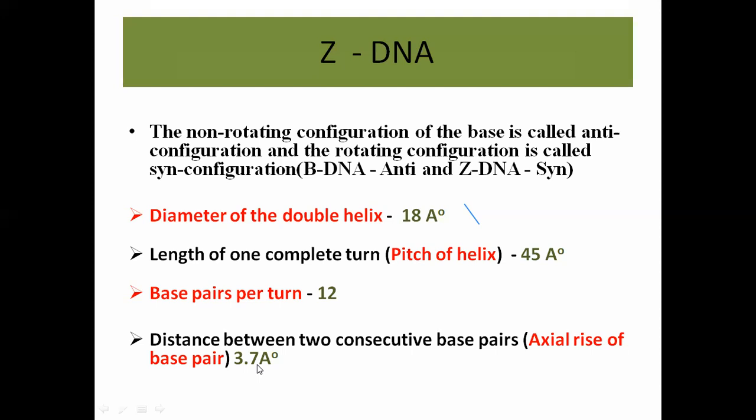BDNA is important, ADNA is important, then ZDNA is also very, very important from the exam point of view. This D form and C form are very rarely asked. Sometimes they will ask the differences between B, A, C and D, but it is very rarely asked.